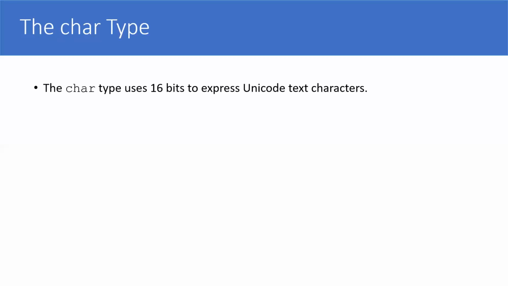Now let's move on to the char type. A char is short for character. The char type uses 16 bits to express Unicode text characters. Now, what is a Unicode text character? Unicode means encoding characters as whole numbers.